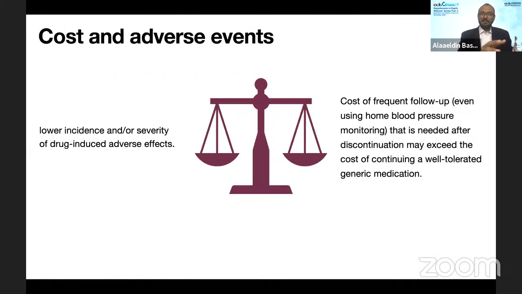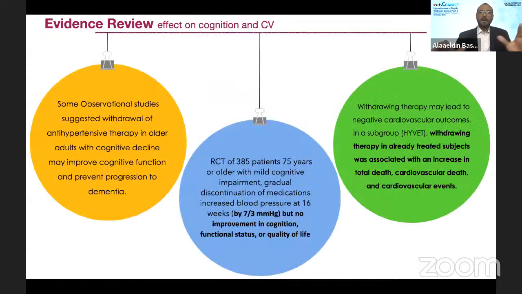As I said, when you stop the drug, there is a low incidence and severity of drug side effects, definitely. But on the other hand, you need to monitor the blood pressure frequently, and there might be a requirement for frequent visits to the doctor to make sure that everything is fine. So this cost should be monitored equally.